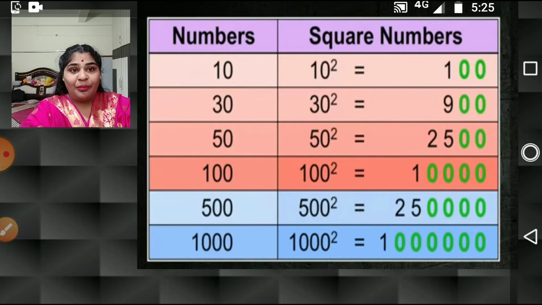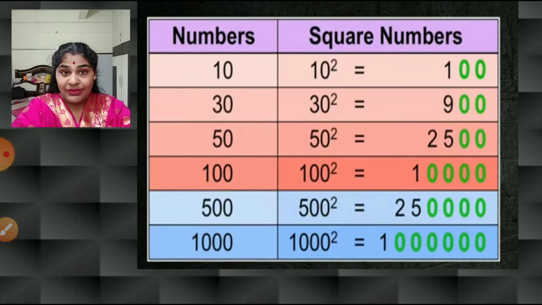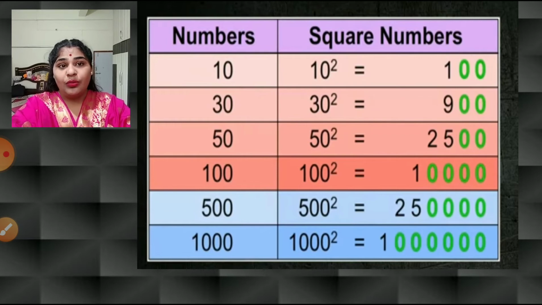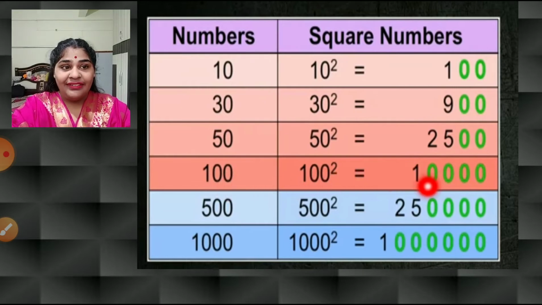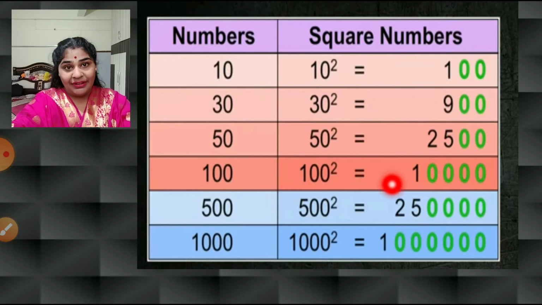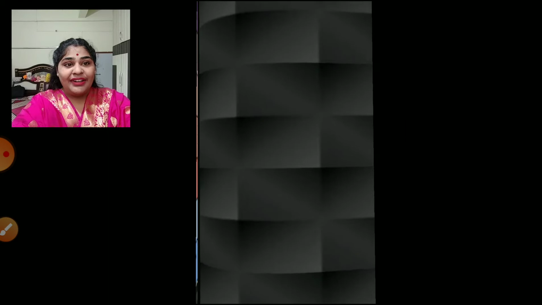Now the next property: when you see the numbers 10, 30, 50, 100, 500, 1000 and observe their squares, when there is 1 zero in the number, its square has 2 zeros. If there are 2 zeros in the number, its square has 4 zeros. That is, the zeros are doubled, right children? So this is one property of square numbers.